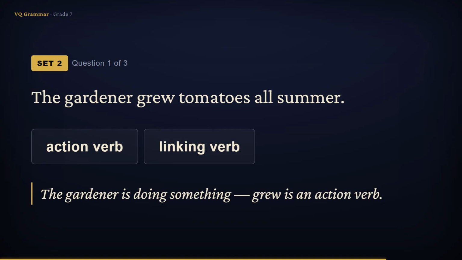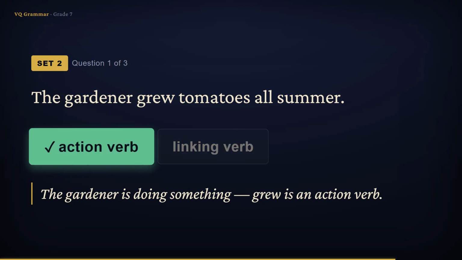Try the test. The gardener seems tomatoes. That makes no sense. Here, the gardener is actually doing something, growing the tomatoes. So grew is an action verb. So the answer is action verb.